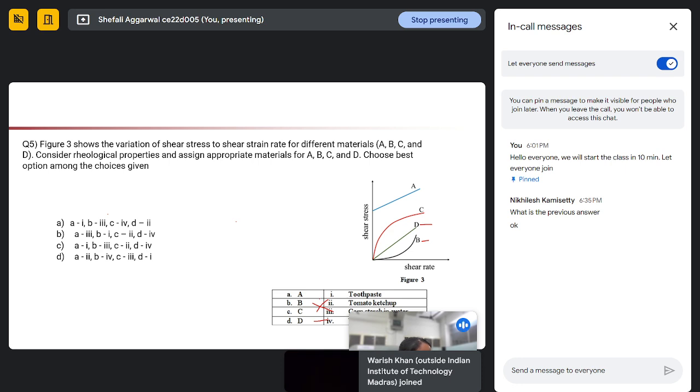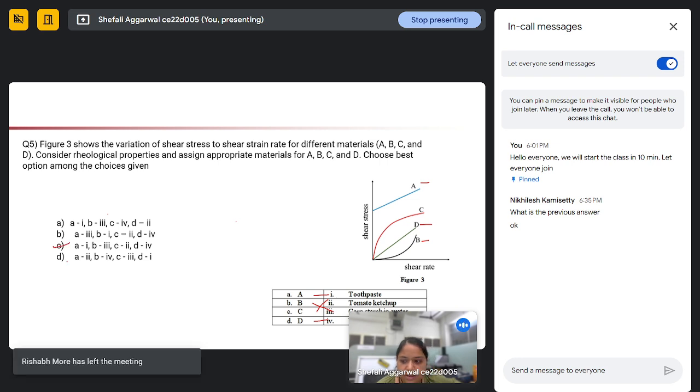And last is A. A will be the Bingham fluid that we were talking about, like concrete. Our concrete is a Bingham fluid. In this case, toothpaste is actually similar to a Bingham fluid. So the option is A1, B3, C2, and D4. So C will be the correct answer. Okay.